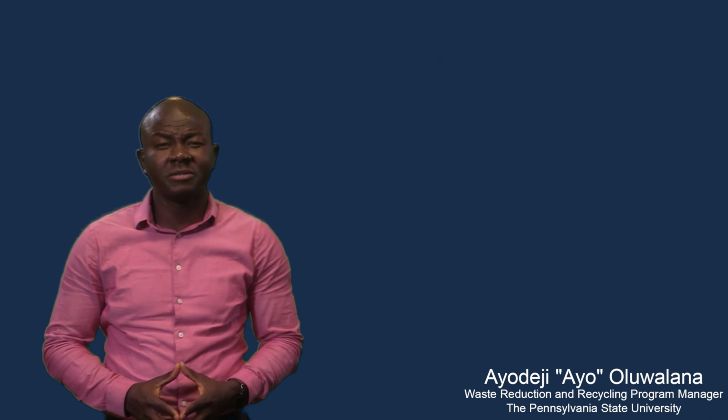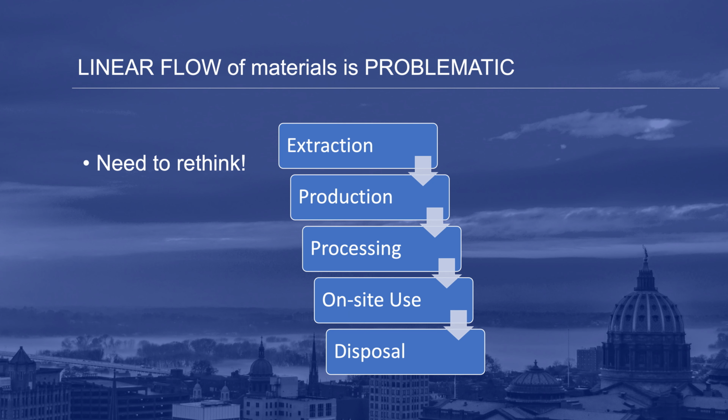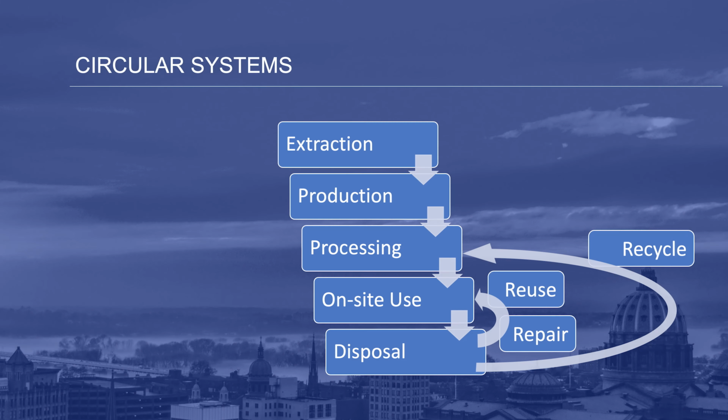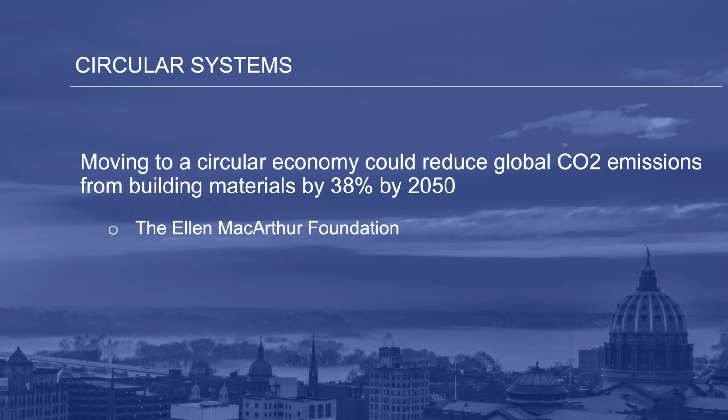The linear flow of a material life cycle just discussed is problematic, especially for products made from non-renewable resources that will eventually run out. For all materials, we need to rethink our system from the merely linear system to a circular system, in which materials are maintained, shared, reused, and recycled to reduce extraction rates and waste production. The Ellen MacArthur Foundation has estimated moving to a circular economy could reduce the global CO2 emissions from building materials by 38% by 2050.